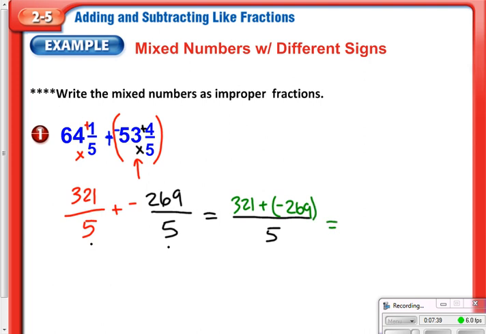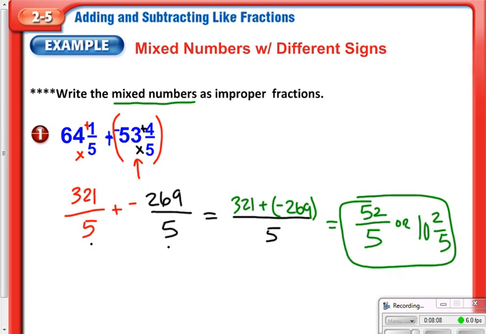So we'll do our computation at the top there. We get 52/5. And again, right here it says write the mixed number as an improper fraction. That was just the step that we took there. Now 52/5 would work. It doesn't say anything about converting into a mixed number. So 52/5 would work, or if you did convert, you'd wind up with 10 2/5. Either answer would be acceptable.